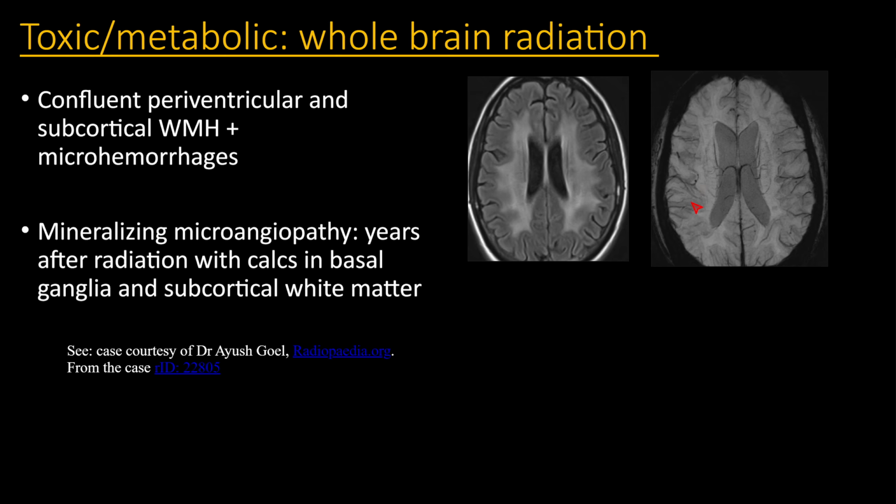This is not the most flagrant case of that, but you can see these microhemorrhages like here, here, there, and there. But you can get a lot more impressive microhemorrhages in some other cases. There's this other entity that's very rare. I've never come across it, but I just put it here so that you're aware of it. It's mineralizing microangiopathy. You can get this condition years after radiation, and you develop these calcifications in the basal ganglia and subcortical white matter. I don't have a case of it, but if you are interested, you can look at this case from Radiopaedia to train your eye on what this might look like.